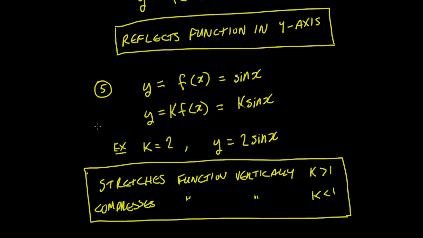Okay, so the next one is number 5. So again, I've picked another function here just to mix it up a bit and make it a bit more interesting. So if we had a function y equals f of x, which equals sine x, and we were to take the function f of x and multiply it by a constant k, then we would have, in this example, y equals k sine x. So for example, we could make k equal 2 and we would have y equals 2 sine x. Okay, so we're going to multiply a function by a constant there, outside the function. So let's have a look and see what happens when we go and do that.